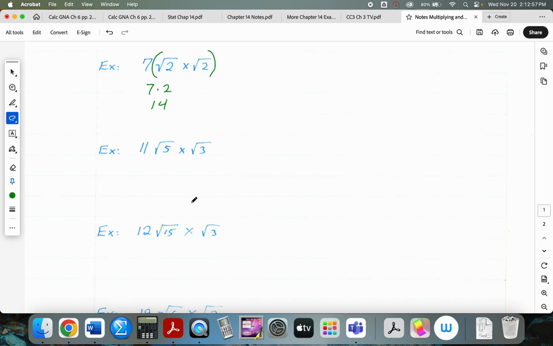All right, now, if they're not the same, then we'll just multiply them together and see if we can simplify. So we'll still group these together. The square root of 5 times the square root of 3 is the square root of 15. If I try to simplify the square root of 15, well, we know that that's 3 times 5. Are either of these factors alike? No, so it can't be simplified. We'll just leave it as 11 square roots of 15.